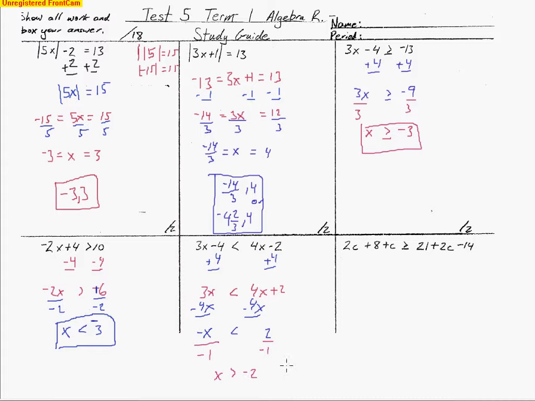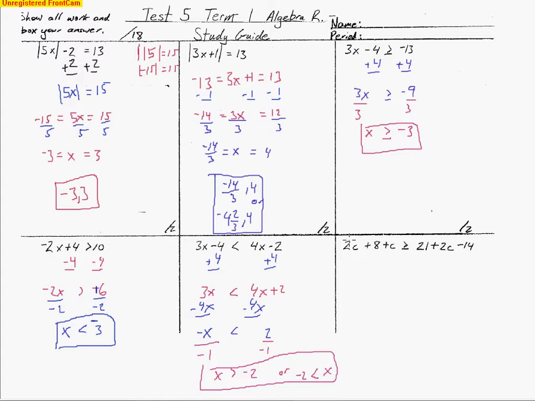Now if you'd solved it the other way, you would have had the x on the right side and the negative 2 on the left, and then you would not have had to switch the inequality sign because you divided by a positive. But notice that it means the same thing. If I read from left to right, negative 2 is less than x, or x is greater than negative 2. So either of these answers would be fine.